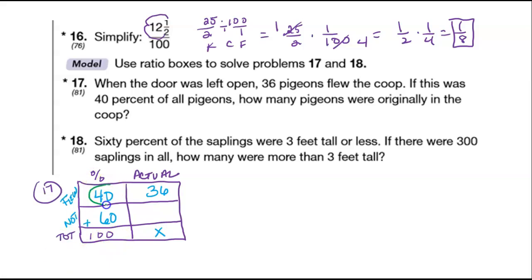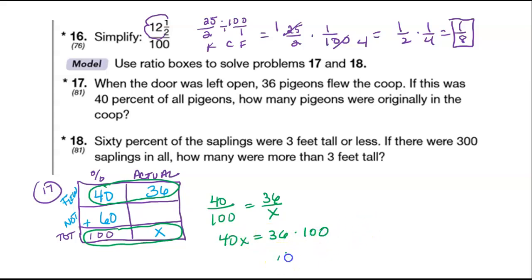So we're going to use the 2 lines that are complete and do 40 over 100 is equal to 36 over x. 40x is equal to 36 times 100. 40x is equal to 3600. You're going to divide 3600 by 40 to get your answer.